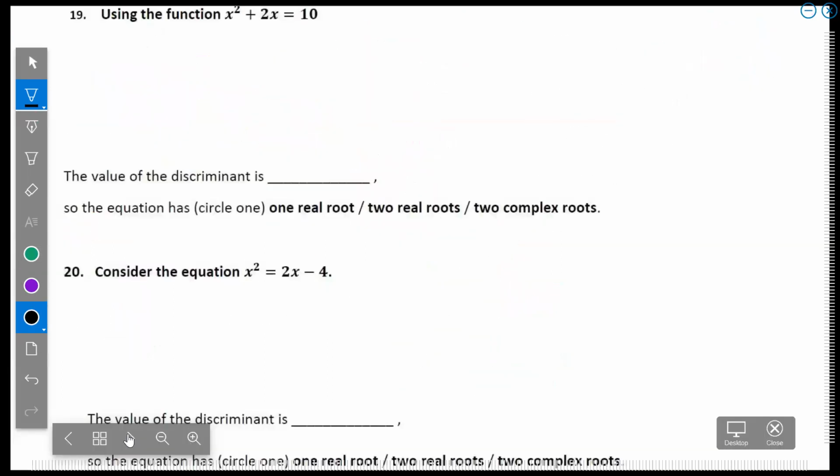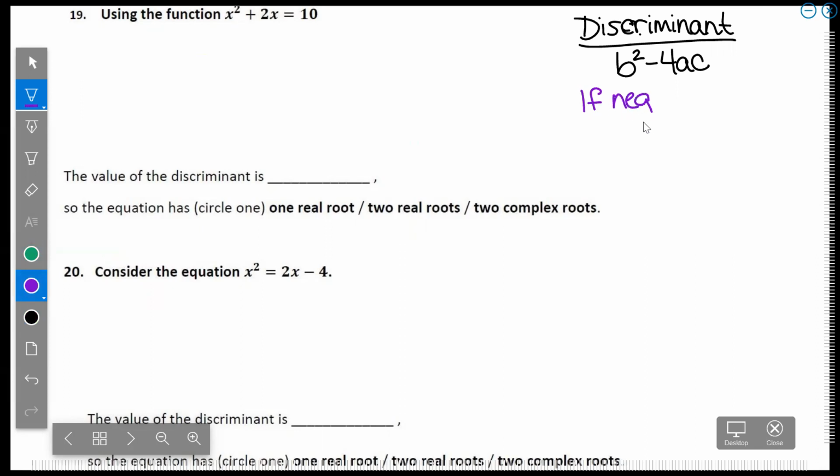All right, we want to find the value of the discriminant. This is something else that you might want to put on your cheat sheet. The discriminant is b squared minus 4ac. Now, if this comes out to be a negative number, then that means there are 2 complex roots.